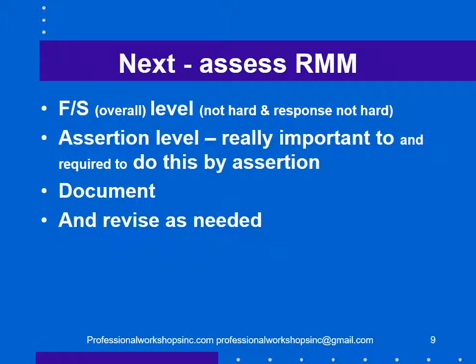We have to assess risk of material misstatement at the assertion level. It's really important to do, and it's required to do this by assertion. Now, the reason you have to do it by assertion is audit procedures are typically directed at a particular assertion. So you've got to be careful that the audit procedure you selected actually corresponds to the assertion at risk.